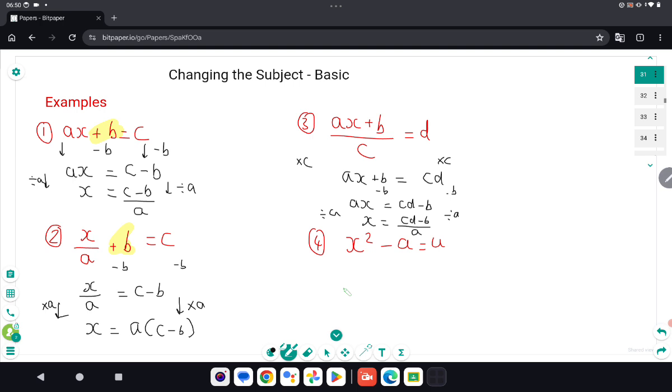Okay, question 4. Opposite of take away A is add A. So first of all, I'm going to add A to both sides. Minus A plus A disappears. I'm left with X squared equals U plus A. Now, how do you reverse a square? We need to square root. So we're going to square root both sides. Square root the left-hand side. The square disappears. I'm left with X. Square root the right-hand side. We have square root of U plus A.